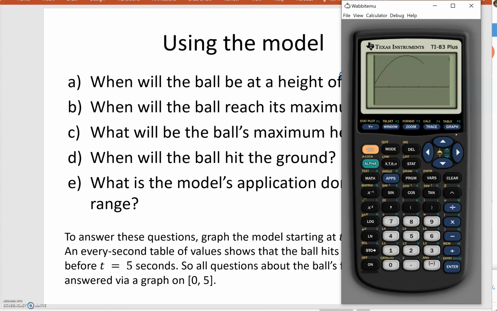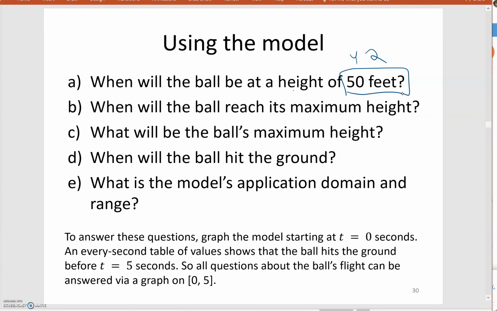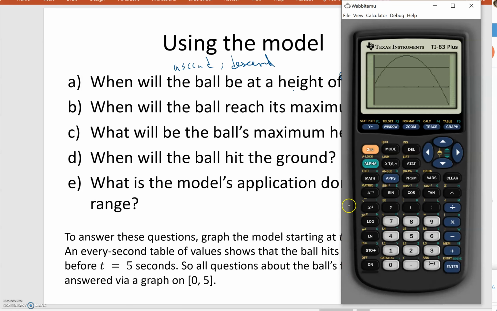Now let's graph that. And we have 2 points. We have a point here and a point here when we're going to be at a height of 50. So basically an ascending and descending. Okay, so that's calc intersect, and that means we actually have to do calc intersect twice.